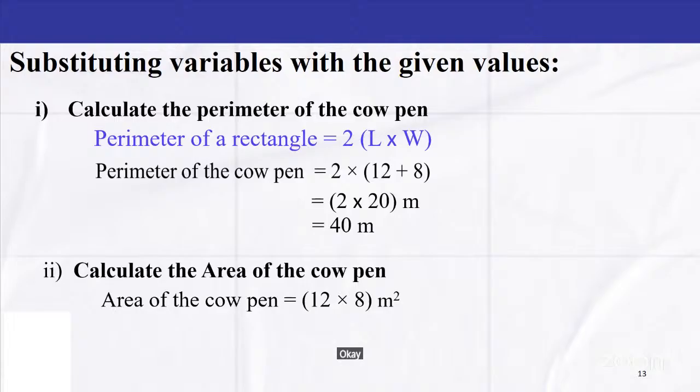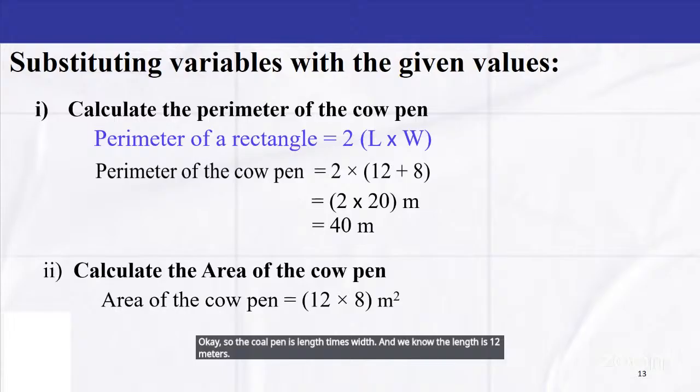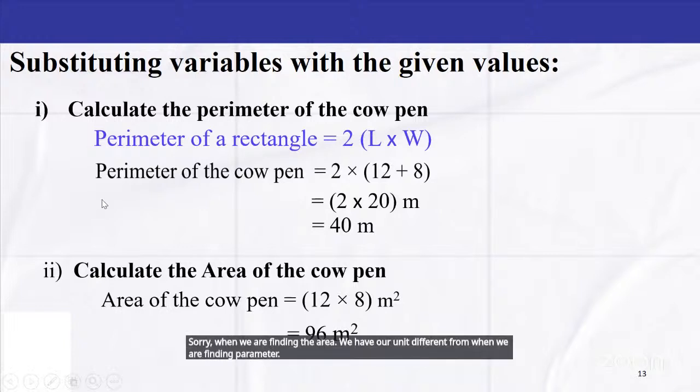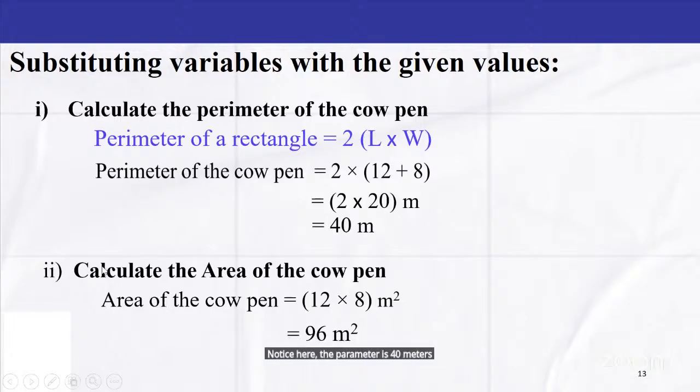Okay, so the area of the cow pen is length times width, and we know the length is 12 meters and the width is 8 meters. And remember, when we are finding the area, we have our unit different from when we are finding perimeter. Notice here, the perimeter is 40 meters. Notice the area is 96 square meters. And notice I say the square before I say the meter. So it is 96 square meters. All right. Is everybody clear? Any question?